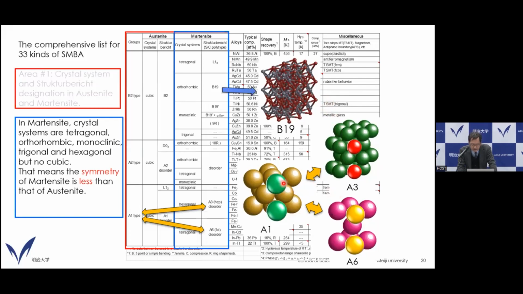Please look at the A1 type. The alloy in A1 type transforms from very high symmetry cubic to A3 or A6, which are both not cubic. A3 and A6 and also B19 are not cubic. This means the symmetry of the martensite phase is less than that of the austenite phase. This difference in symmetry is one of the reasons for the shape memory effect.